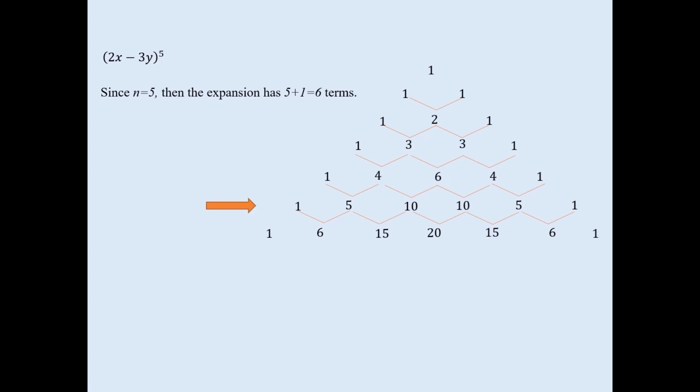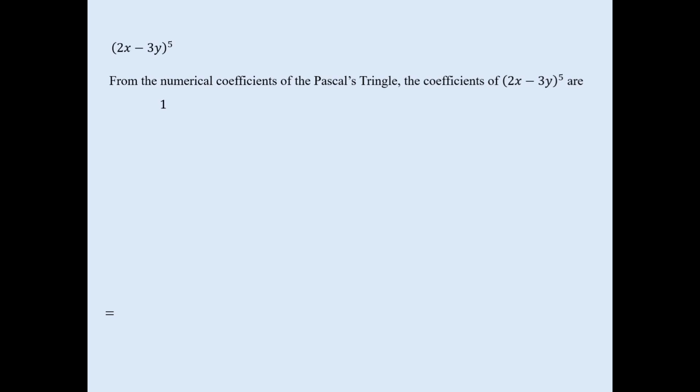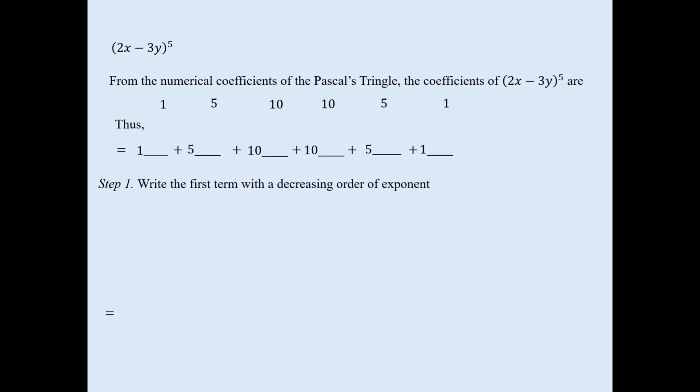At ito na mga numerical coefficients ang gagamitin natin in order to expand 2x minus 3y raised to the power of 5. Yan. Using the numerical coefficient dun sa Pascal's triangle, we have 1, 5, 10, 10, 5, 1. Again, we will write this one in this manner. And we will proceed with writing the first term with a decreasing order of exponent. Our first term is 2x. So we will write this one as 2x to the 5, 2x to the 4, 2x cubed, 2x squared, 2x to the 1, and 2x to the power of 0.